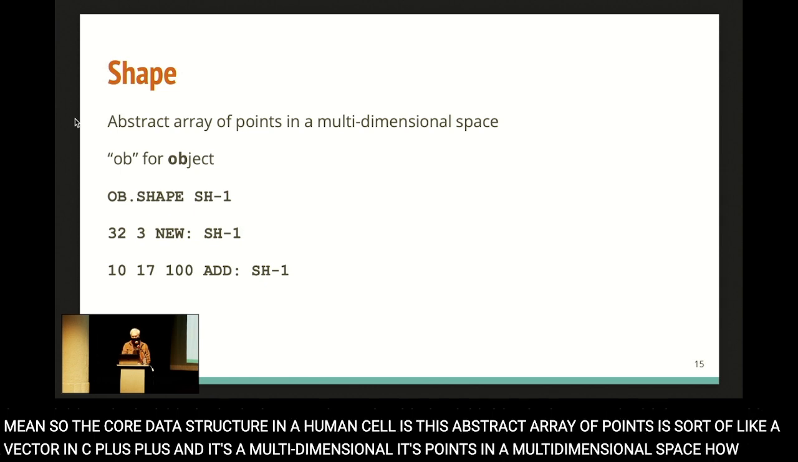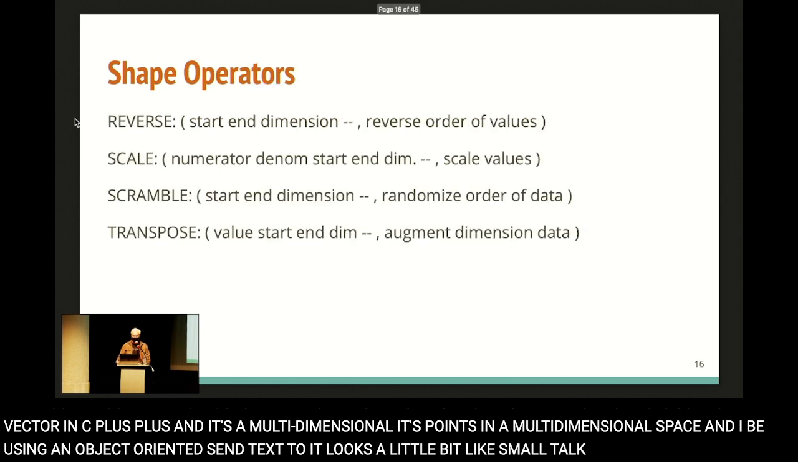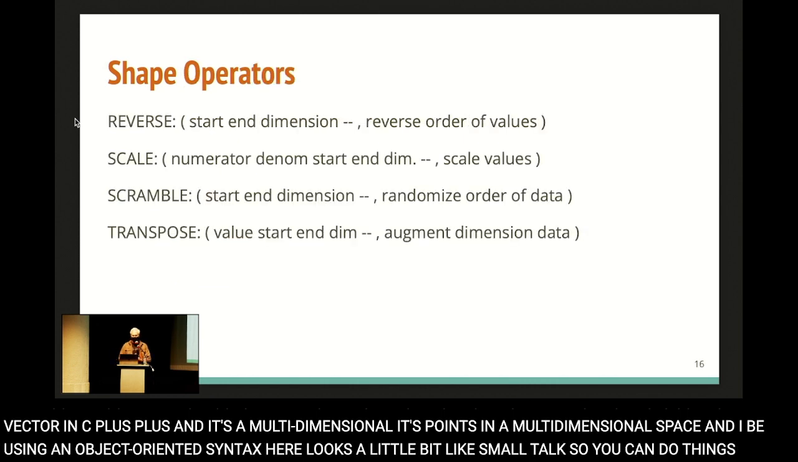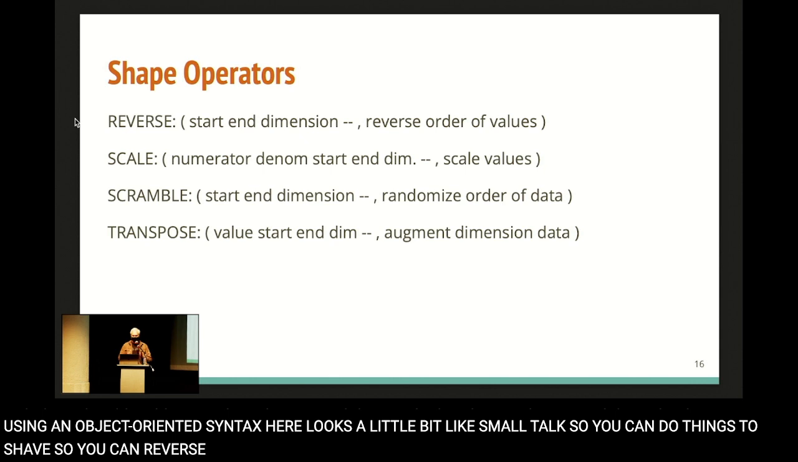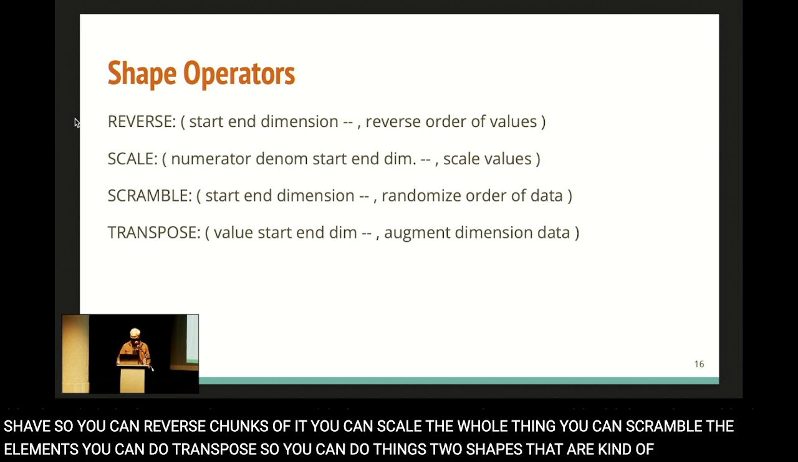And we're using an object-oriented syntax here. It looks a little bit like Smalltalk. So you can do things to shapes. You can reverse chunks of it. You can scale the whole thing. You can scramble the elements. You can transpose. So you can do things to shapes that are kind of composerly in a way.